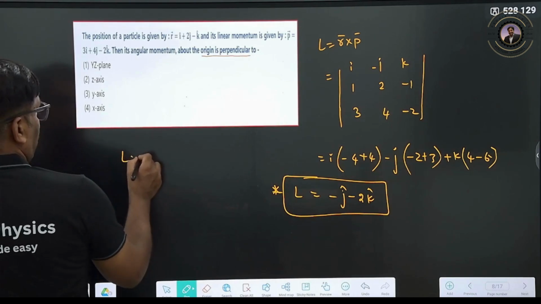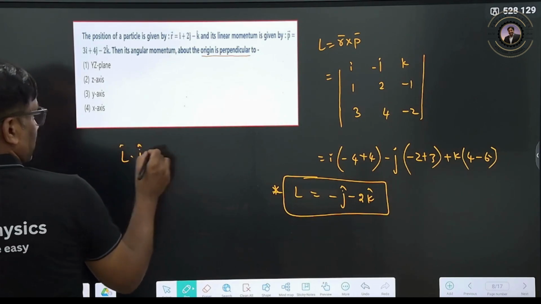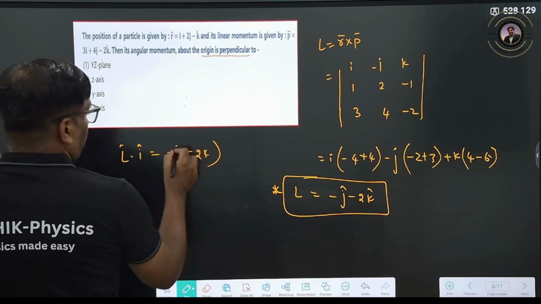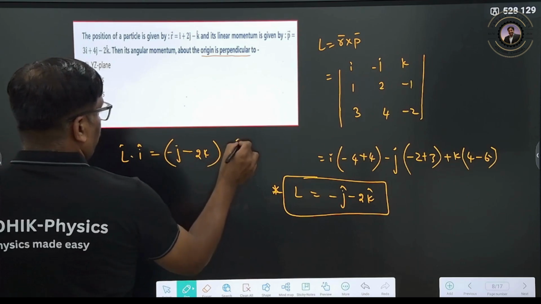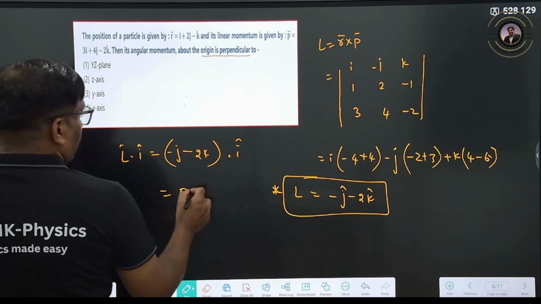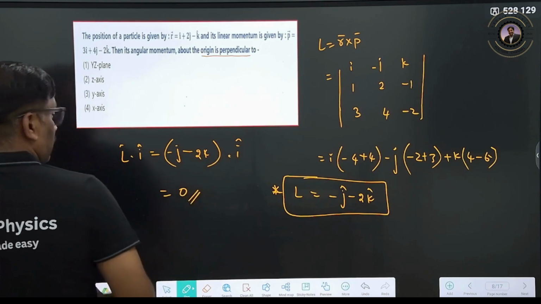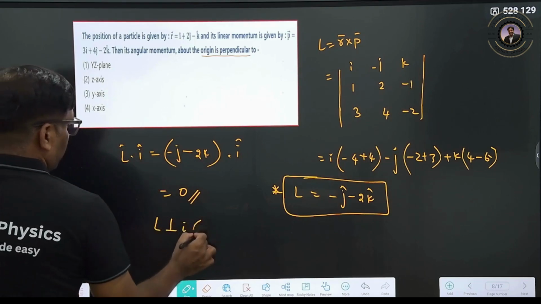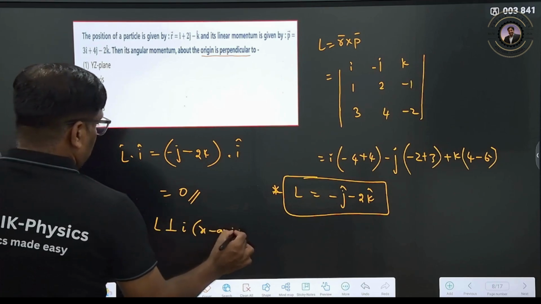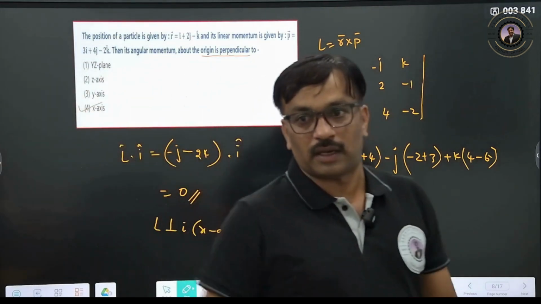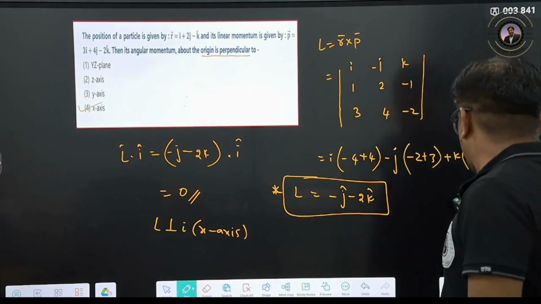So L dot i cap means x axis, no. You can take it as minus j minus 2k dot i cap, no. Therefore i dot j is 0, so k dot i also will be 0. Entire thing will be 0. So L is perpendicular to i. i means x axis. Clear? So therefore it is perpendicular to x axis. Clear? In this way you can solve the problems.